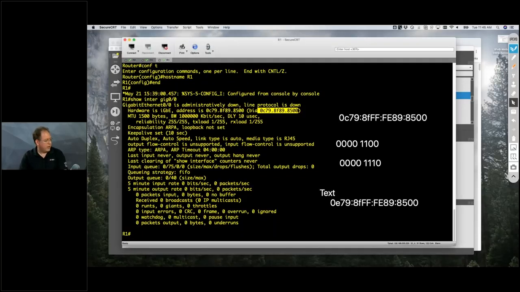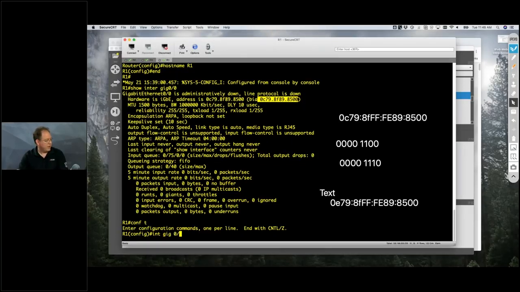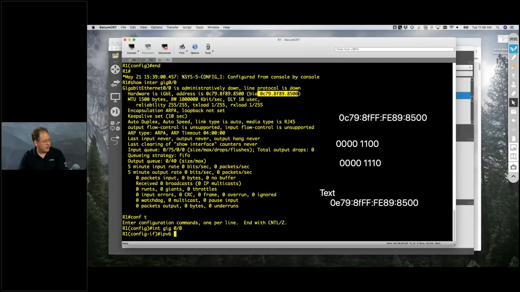So interface gig 0/0, IPv6 address 2001:AAAA:BBBB:1212::/64. Now here's what I'm going to do. I'm not going to give him an interface ID. I'm not going to statically assign it. Instead, I'm going to say EUI-64.